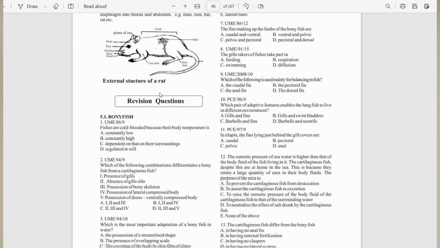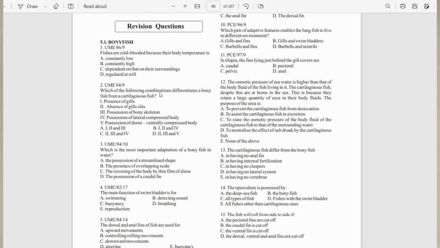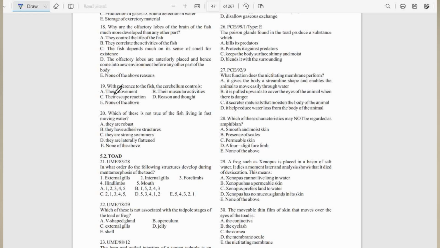So on this note, we'll consider a few questions. A question on bony fish. So fishes are cold-blooded because their body temperature is, of course, we mentioned the concept of poikilothermic, when the body temperature depends heavily on the temperature of the environment. So here, fishes are cold-blooded because their body temperature is dependent on that of their surrounding.